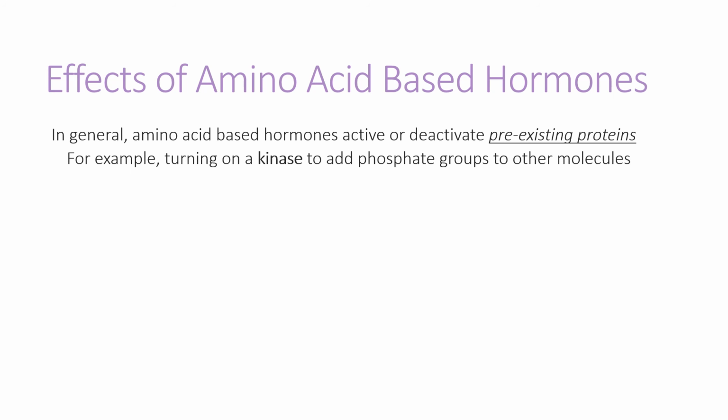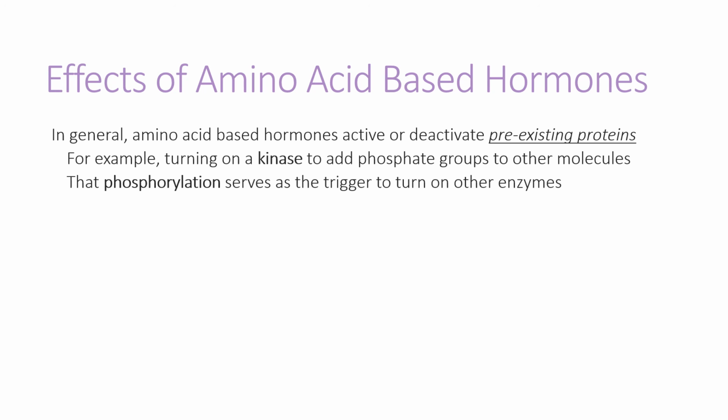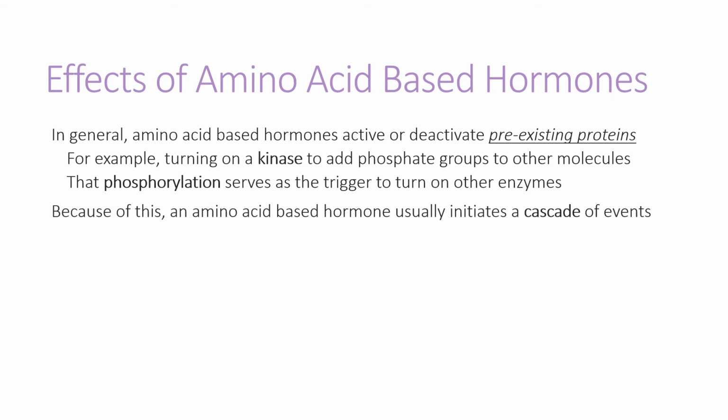For example, those kinases we mentioned a moment ago add phosphate groups to other molecules. That phosphorylation serves as a trigger to turn on other enzymes that already existed inside of the cell. Because of this, an amino acid-based hormone usually initiates a cascade of events, turning on or turning off thousands of enzymes that are already found inside of the cell.